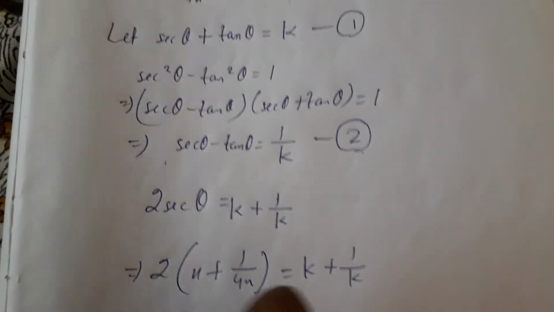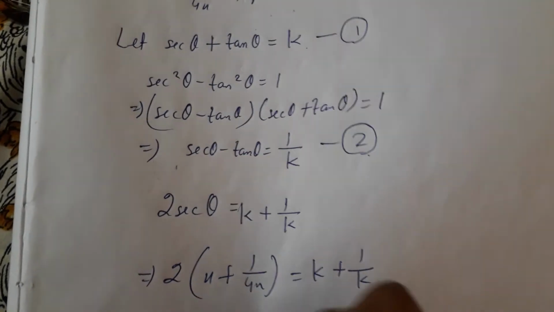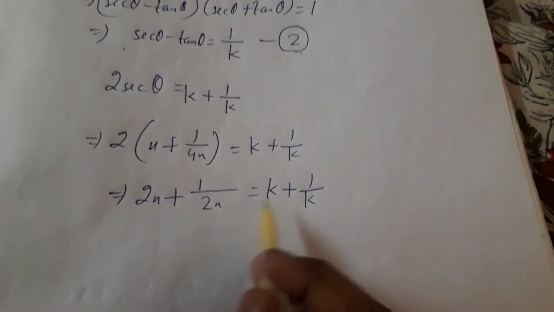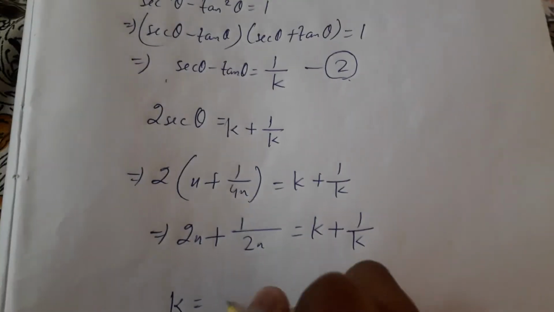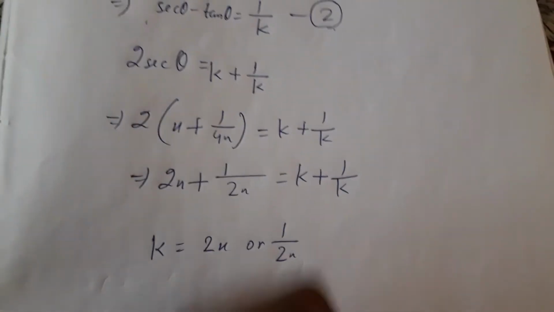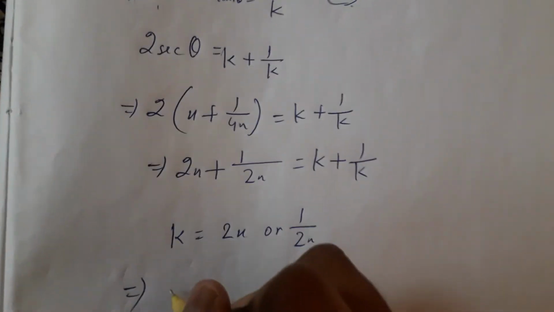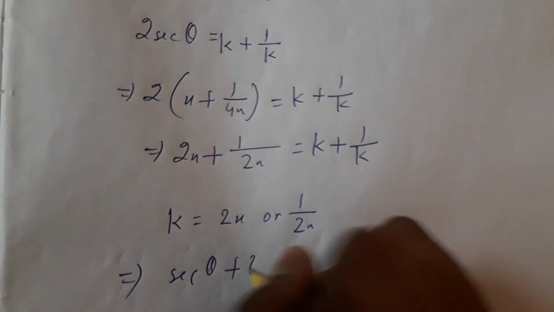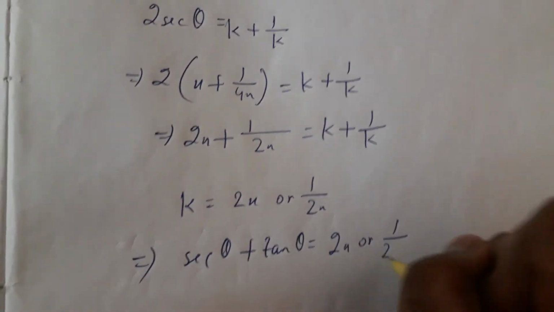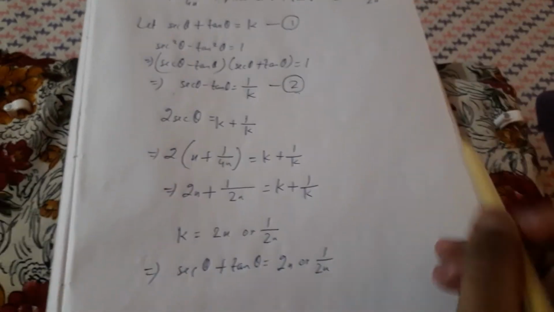equals to k plus 1 by k, which is equals to 2x plus 1 by 2x, which is equals to k plus 1 by k. Now on comparing both the sides, we will get k is equals to either 2x or 1 by 2x, and k means what, students? K means sec theta plus tan theta is equals to 2x or 1 by 2x, which is given here.